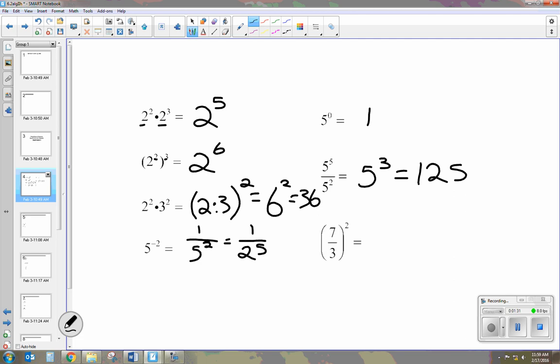And whenever we have a fraction raised to an exponent, that exponent goes to both numbers in the fraction. So we're left with 7 squared over 3 squared, or 49 over 9.